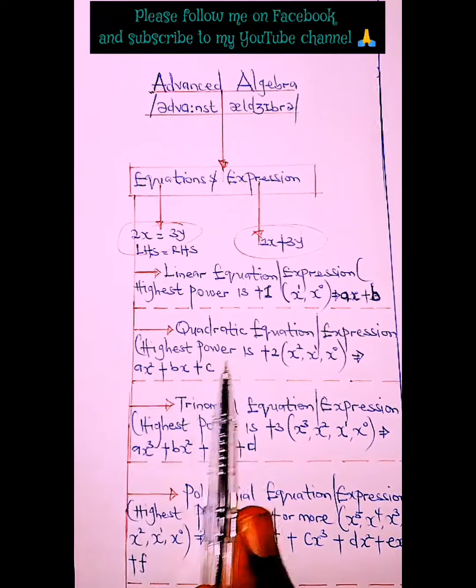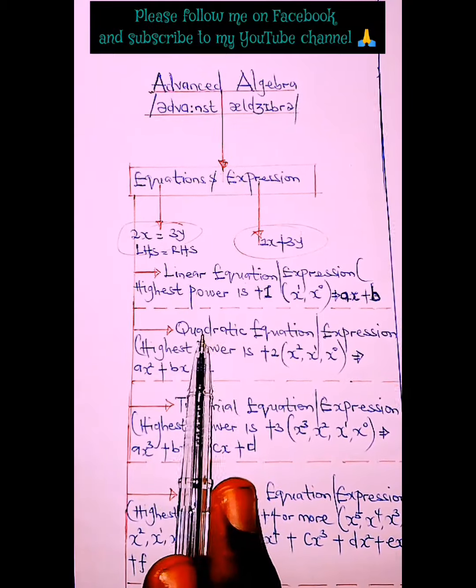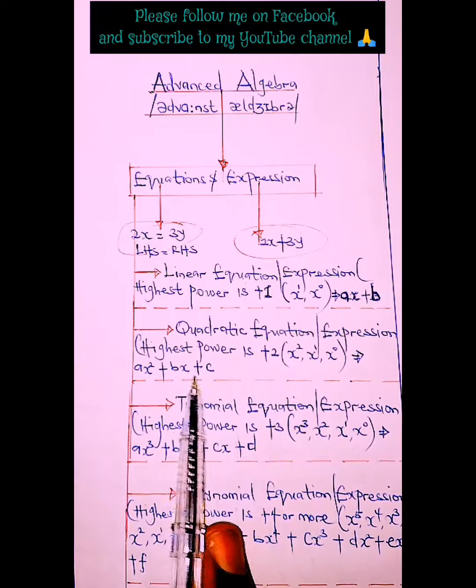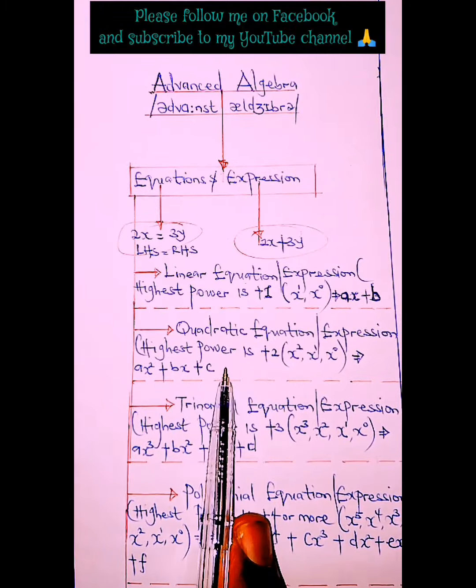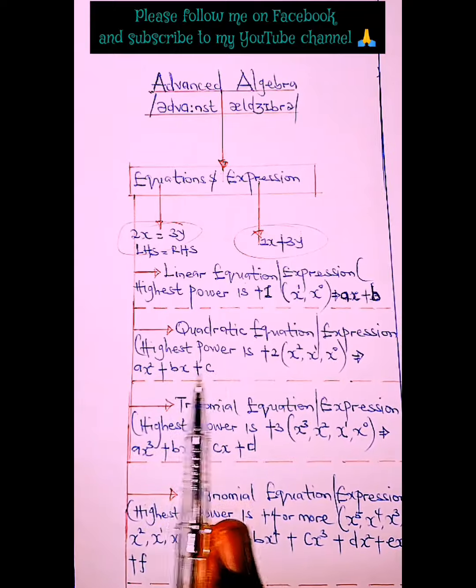So what's the highest power? The highest power we have here is 2. You can see that plus 2, and that's why we call it quadratic equation. Now this is a quadratic expression because there's no equals to. Once I add my equals to it, equals to 0, equals to whatever, it becomes a quadratic equation.